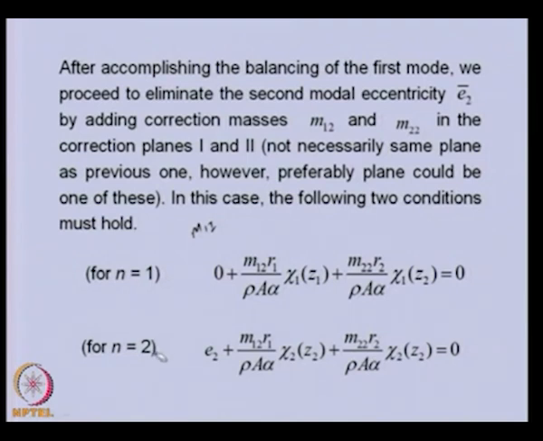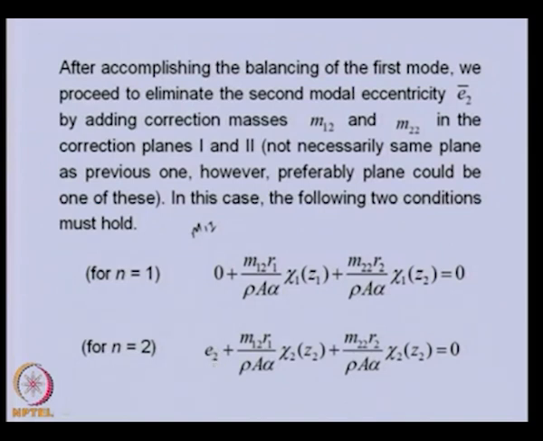This is for n is equal to 2, in which E2 is there, and these are the two additional masses. You can see that the choice of these two masses will be such that from this we can get the ratio, because other quantities are known. So, the ratio of these two will ensure that the first mode is balanced. If we satisfy this equation while choosing these two masses, the first mode stays balanced, and simultaneously we need to see that E2 is getting balanced.